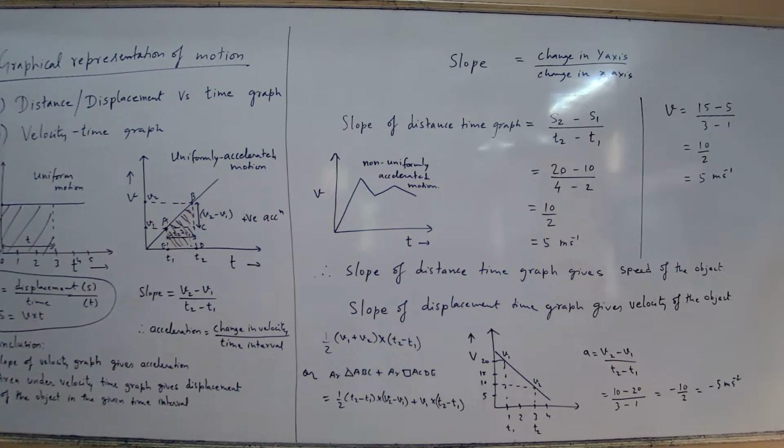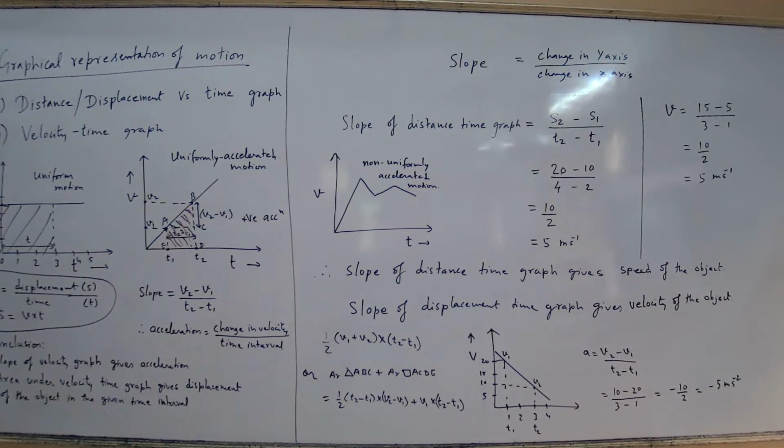What can you say about the motion of an object if its speed time graph is a straight line parallel to the time axis? Let's say I take speed instead of velocity. The speed is parallel to the time axis. So is the speed changing with time? Is speed changing with time? Let us say it was 5, 10, 15, 20, 25. Is speed changing with time?